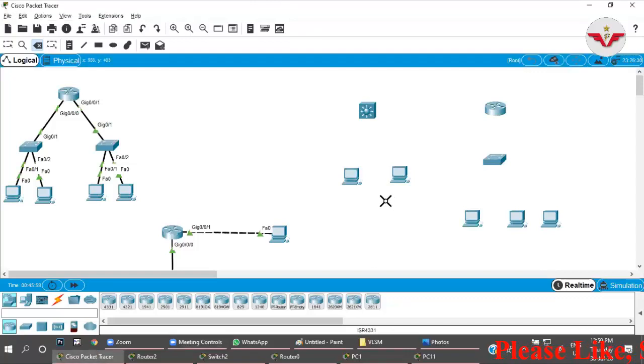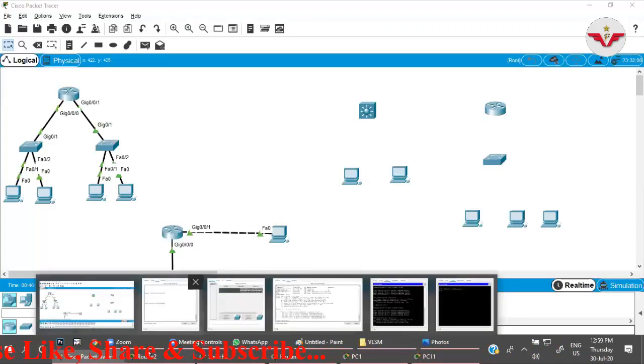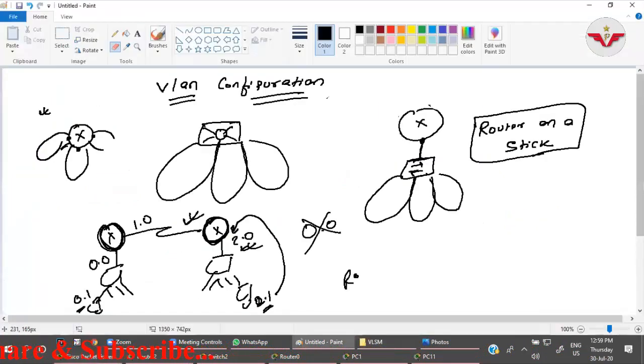Okay, now let us come to the, so first scenario is done. The first part, the three types of VLAN configuration, we have done here. This is done, but this is very least used. This configuration will be done by only those administrators who do not know the VLAN configuration.